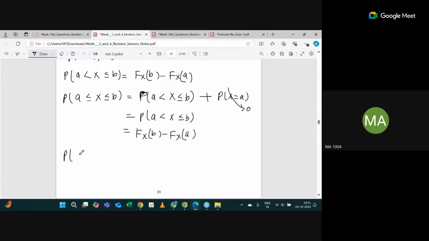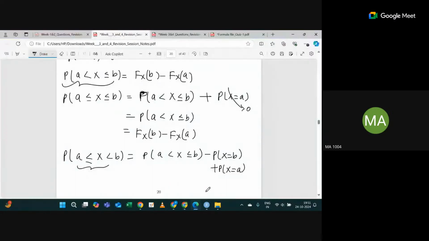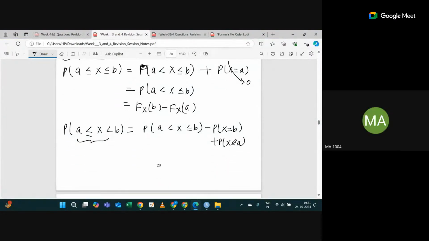If I ask probability a less than or equal to x less than b, what does that mean? We have this information, probability a less than x less or equal to b. To get this part, what do we have to do? We have to subtract x equal to b, plus we have to add x equal to a. Are you getting my point? Yes, sir. But probability at a singleton point will be 0. Then again, this will be fx of b minus fx of a.